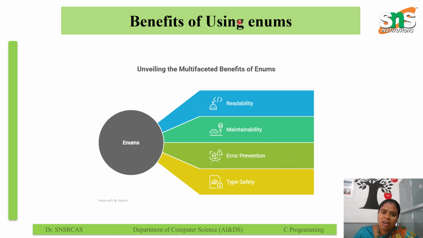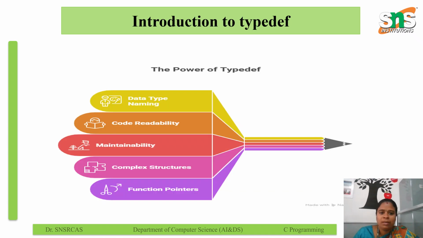While C does not enforce strict type checking for enum, they are implicitly convertible to int, and using enum helps to prevent assigning invalid values to variables. The compiler may issue a warning if you try to assign an integer value outside the range. Error prevention: the debugger often displays enum values by their symbolic names, making debugging easier.